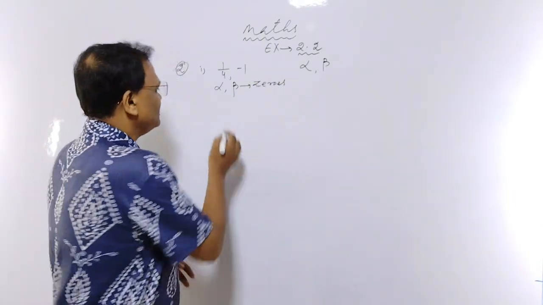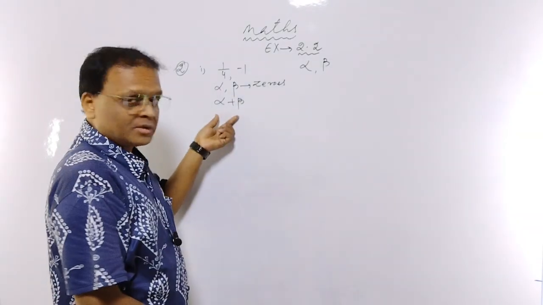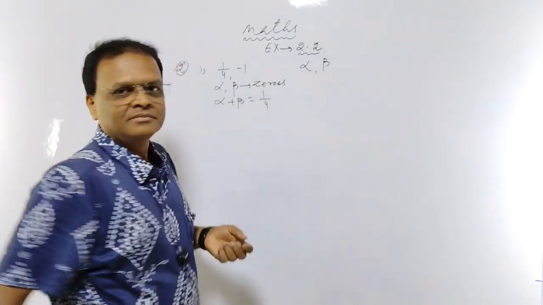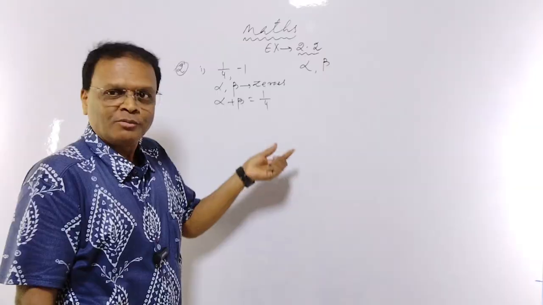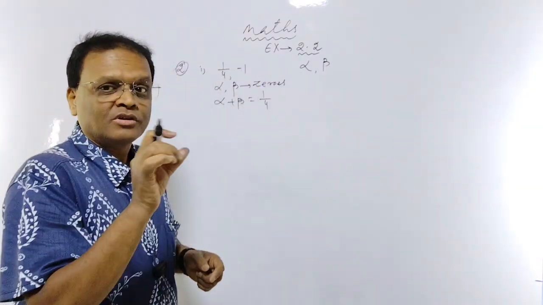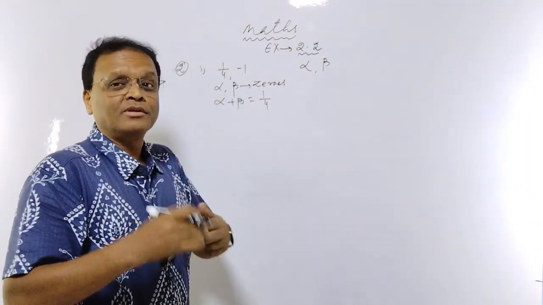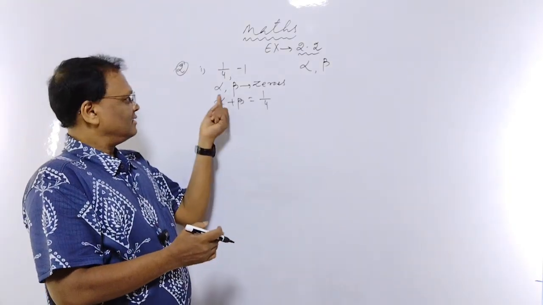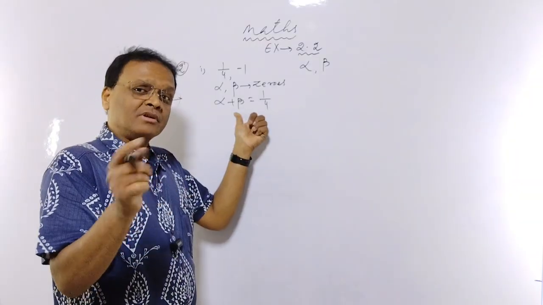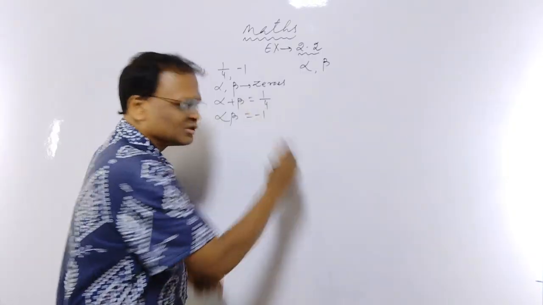If it is the sum of the zeros, then we can write alpha plus beta. Obviously, sum means plus. He has given this value, 1 by 4. So the sum of the zeros is 1 by 4, meaning alpha plus beta is 1 by 4. And minus 1 is the product of the zeros. The product of the zeros we can write as alpha into beta, which is minus 1.